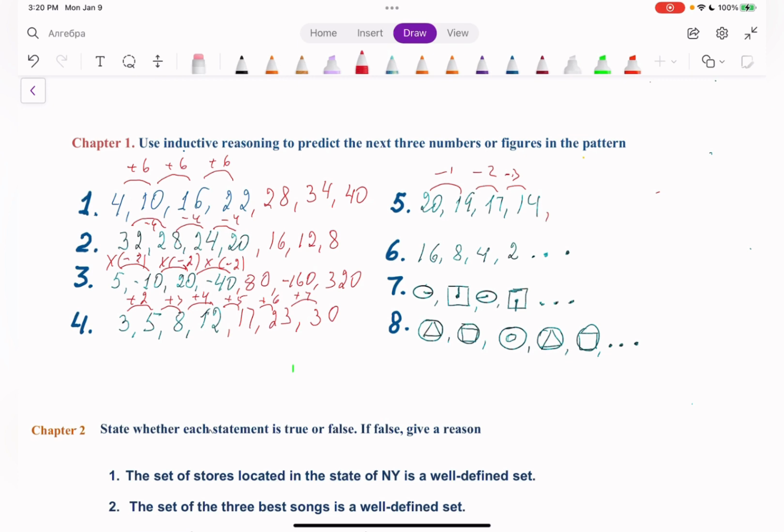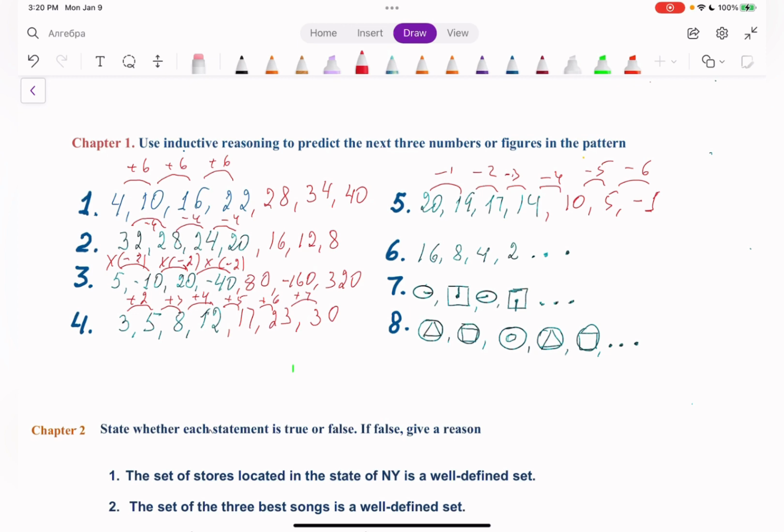Minus 4, it's going to be 10. Minus 5, it's going to be 5. Minus 6, it's going to be negative 1. 5 minus 6, negative 1. So minus 4, minus 5, and minus 6. Next one, question number 6.